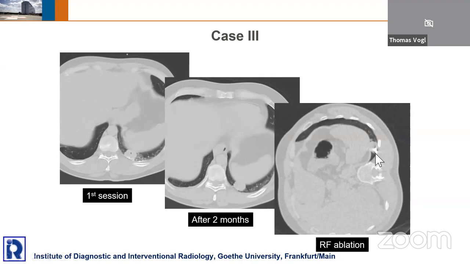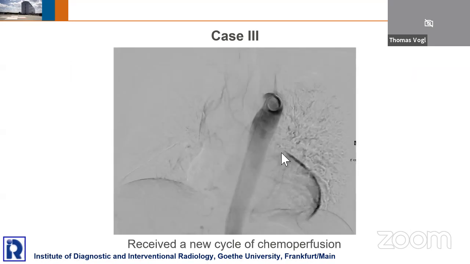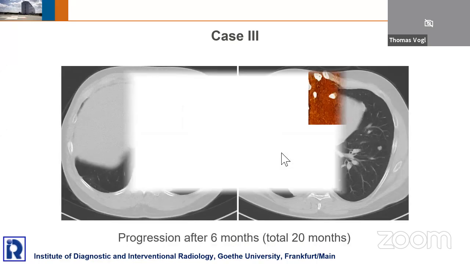And then we performed the RF ablation in this patient. And after 4 months, however, he developed a new lesion here, which is shown here. So of course, this technology is not preventing, after ablation, the development of new tumors. And here chemoperfusion may be a technology to treat that patient in future.